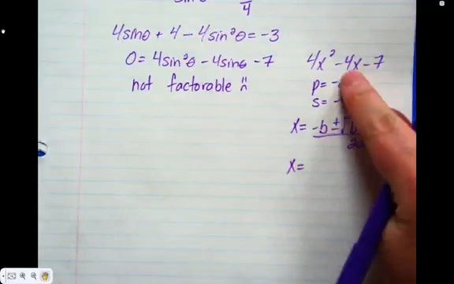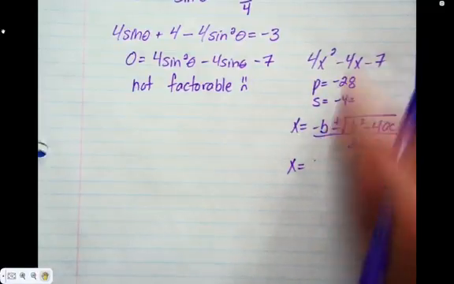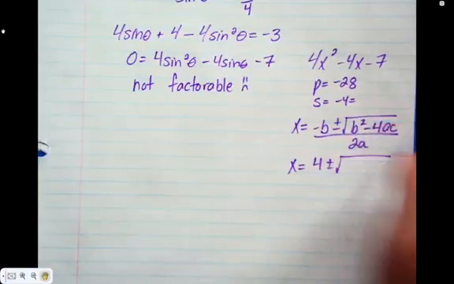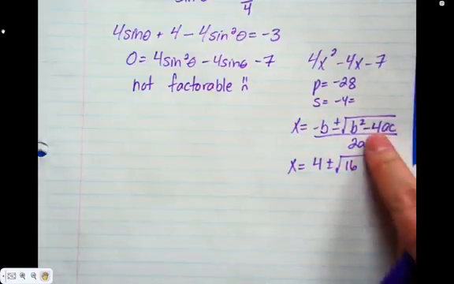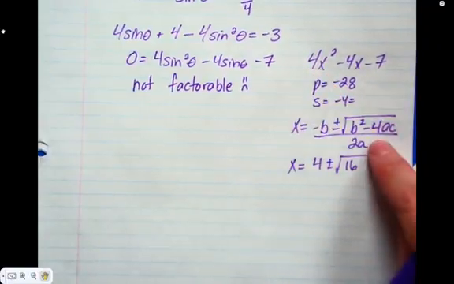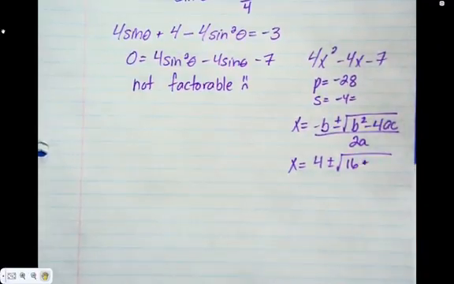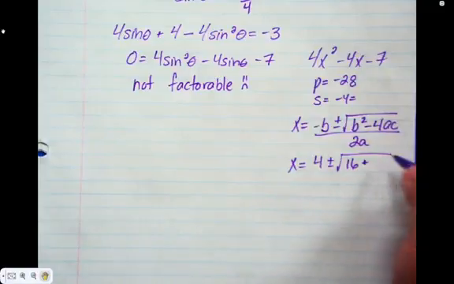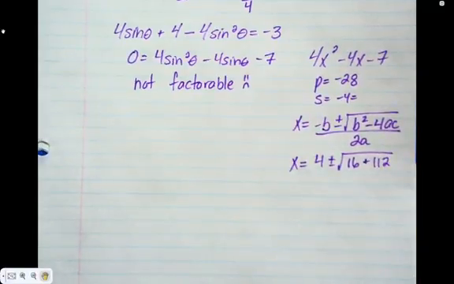Okay, so negative b, negative 4 would be negative 4, 4. Negative 4 squared, 16. Negative 4 times 4 times negative 7. Might need a calculator for this one. Negative 4 times 4, 16, negative 16. Negative 16 times negative 7. I heard 112 with a question mark at the end. Anybody want to double check that?